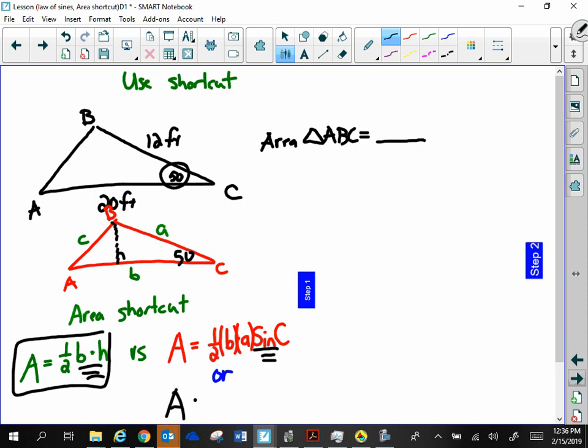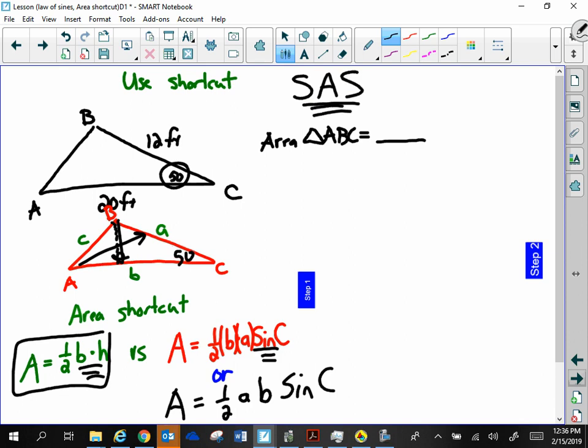that you can write as 1/2, because it's half base times height, times the A side. Remember, the A side is opposite of the A angle. The B side is opposite of the B angle. And the C side is the angle that we have been given. You have to be given, in this case, a side, an angle, and a side, with the angle between the 2 sides in order to use this rule.